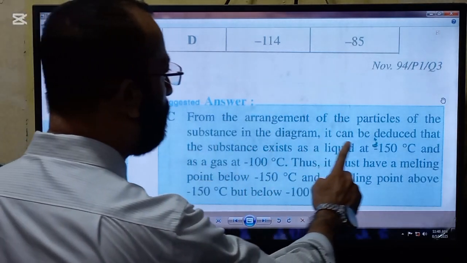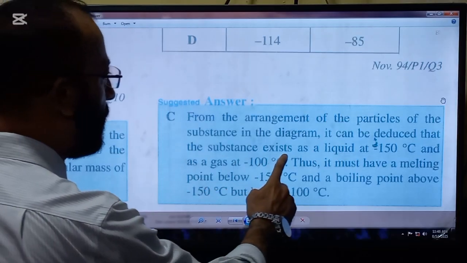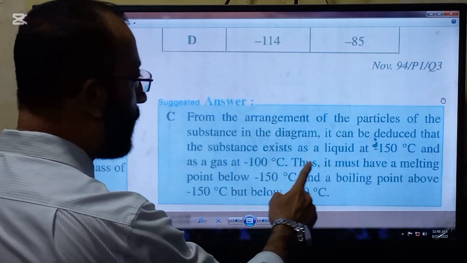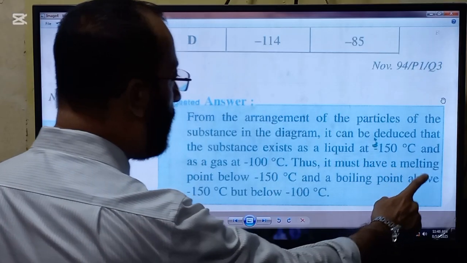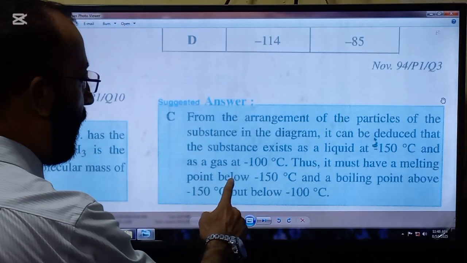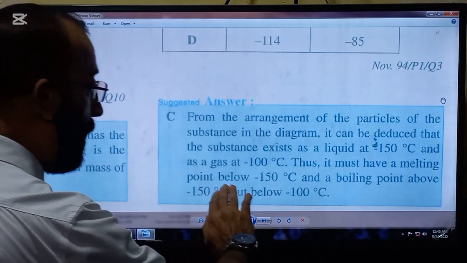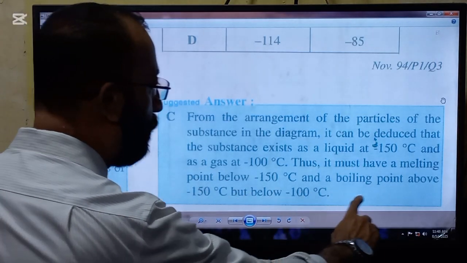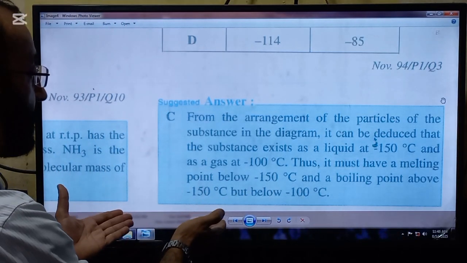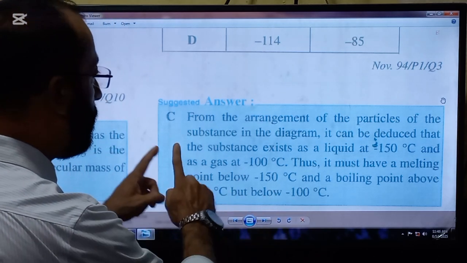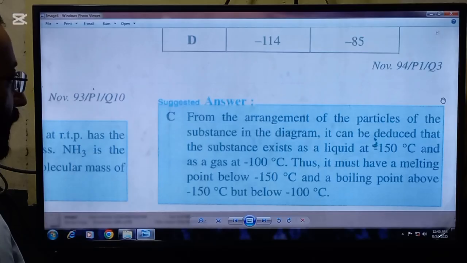From the arrangement of the particles of the substance in the diagram, it can be deduced that the substance exists as a liquid at minus 150 degrees C and a gas at minus 100 degrees C. Thus, it must have a melting point below minus 150 degrees C and a boiling point above minus 150 degrees C but below minus 100 degrees C. So C is the answer.